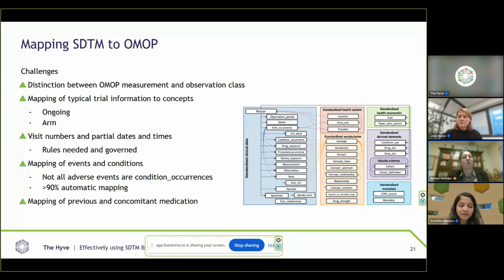times. For that, you would also need rules. What was also very challenging is the mapping of the events to OMOP or SNOMED. So not all the events in CDISC are actually condition occurrences. Sometimes it's just an observation. But when we did that, we got a 90% automatic mapping based on OMOP mapping capabilities. So that was very nice. The last thing was, again, medication, where it was very challenging to move the terminology and the standards from CDISC to SDTM to OMOP.